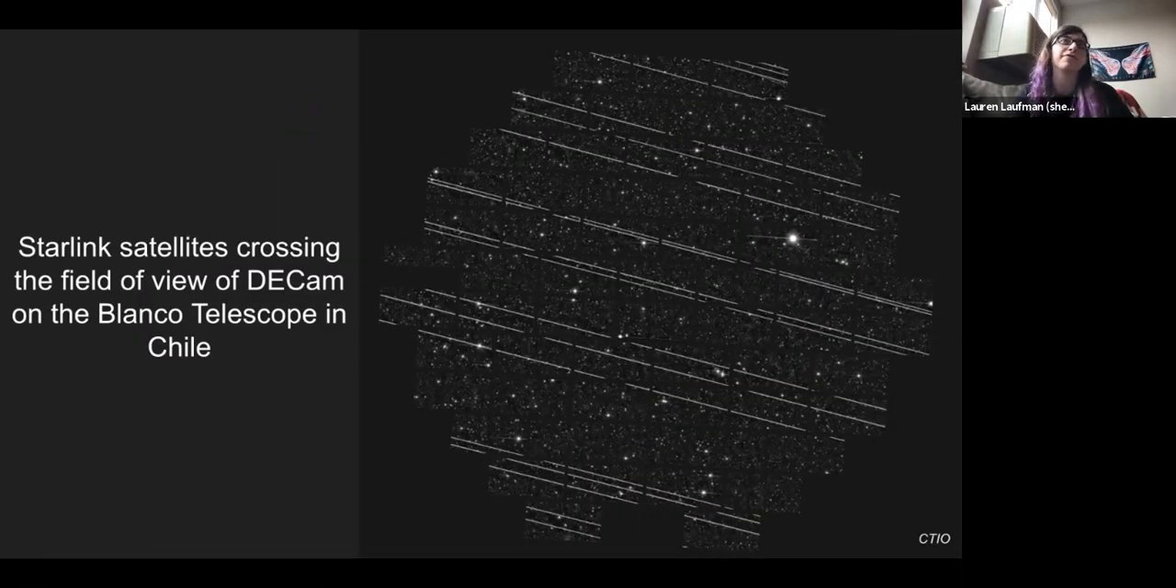Now, that was from you looking at the sky, but here is what it's like if you are a telescope trying to take a long exposure image of the sky, and you get an entire train of those going across the field of view. This image specifically is from the detector on the Dark Energy Camera on the Blanco telescope down in Chile.